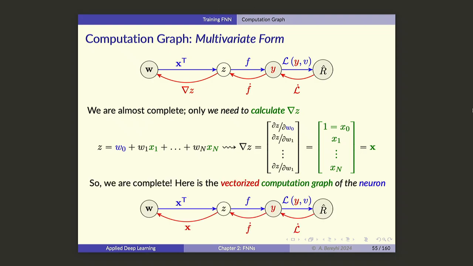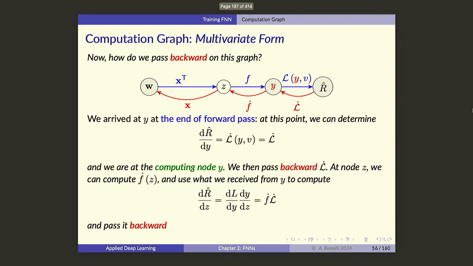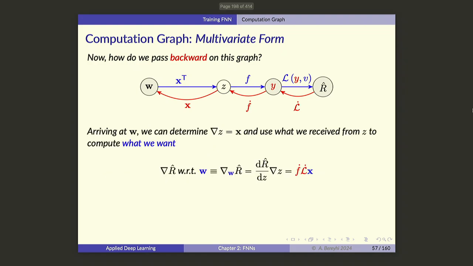So I fix w, I calculate this forward pass, then I have everything on this forward pass, then this is going to be my backward pass, right? And if I want to calculate the gradient of r hat with respect to w, I'm going to start from the very last point. So I'm going to calculate L dot, then I multiply L dot by F dot, and then I multiply L dot F dot by the gradient of z with respect to w, which is x. This is exactly the expression we found initially by going through the whole, larger computation graph that we had.